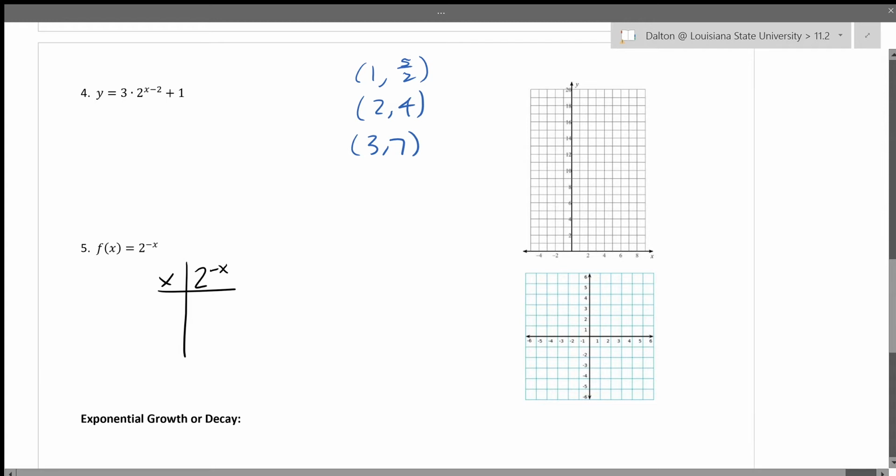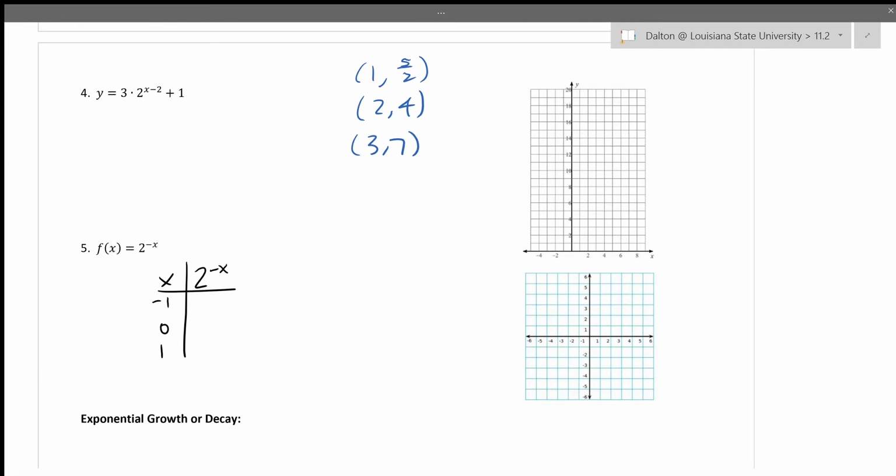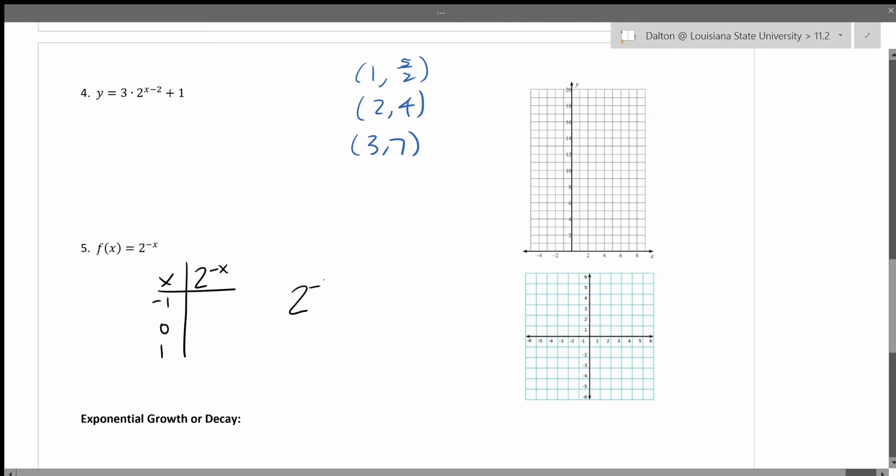So again, you can still plug in the same 3 numbers to start. -1, 0, and 1. And substitute those values into 2 to the negative x. So 2 to the negative negative first will just be 2 to the positive first power, which is 2. 2 to the negative 0 power is just 1. And then 2 to the negative first power will be 1/2.